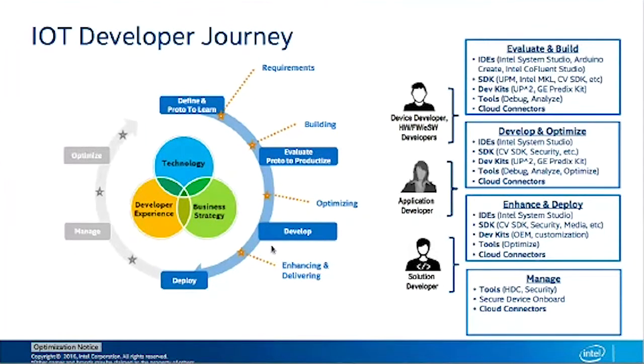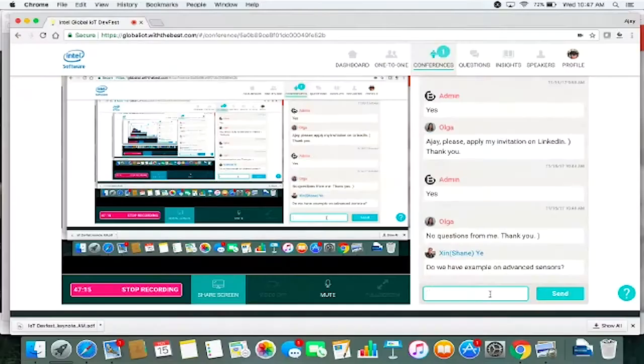With that said, let me switch to see if there are any questions. Oh, do we have any examples on advanced sensors? Yes, we have a lot of examples on advanced sensors. If you search on the UPM website, in fact there is a link, I believe it's upm.mra.org, you can just go to that website. I will send you that link, where you can search on industrial grade sensors, and you will find sensors from Bosch, Honeywell, and ST Micro.